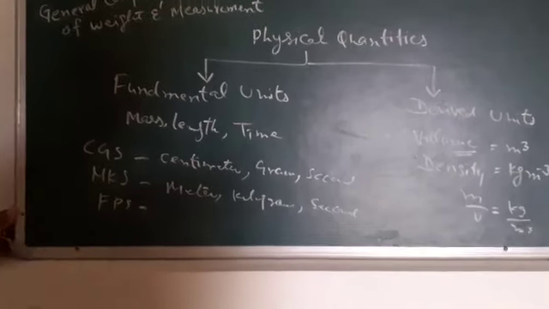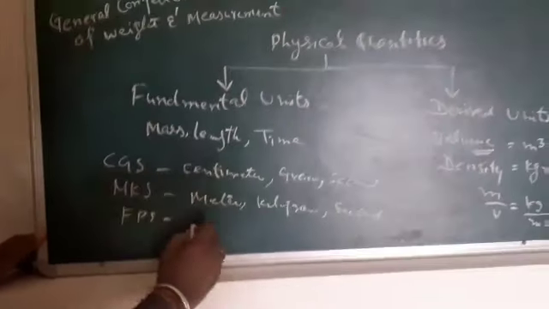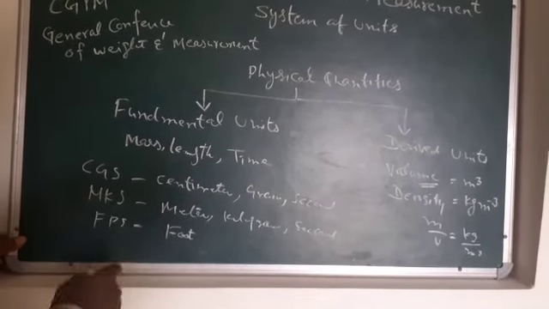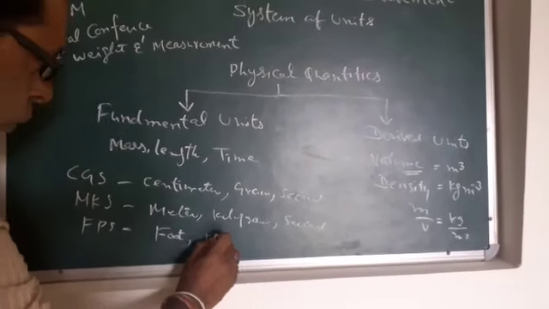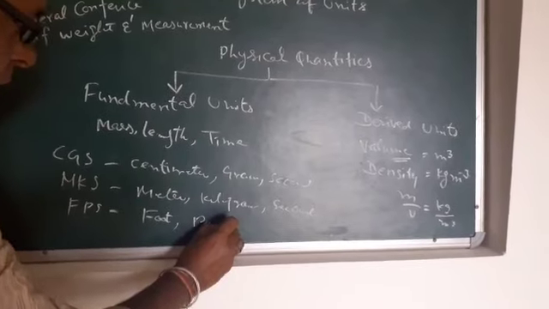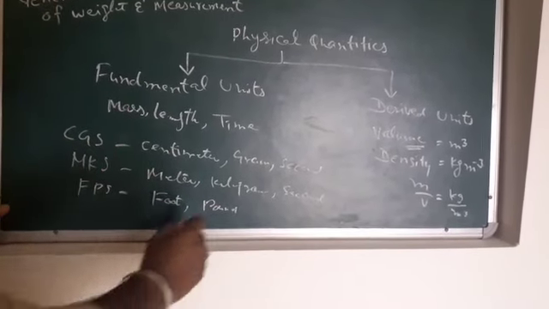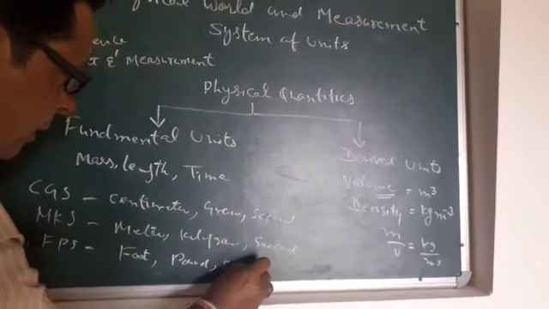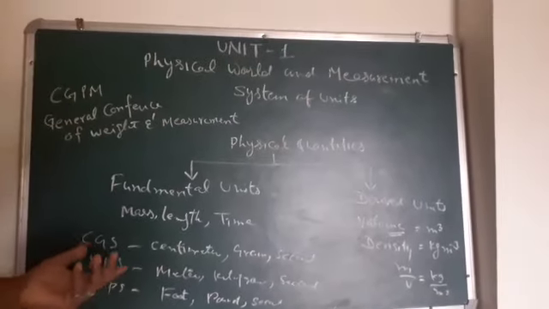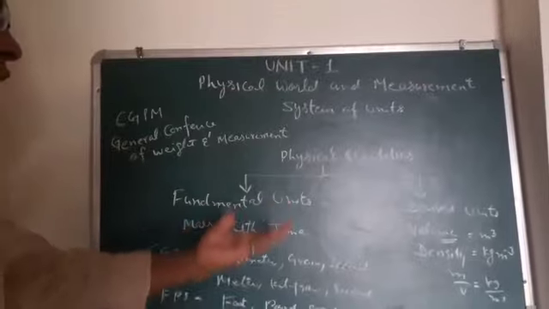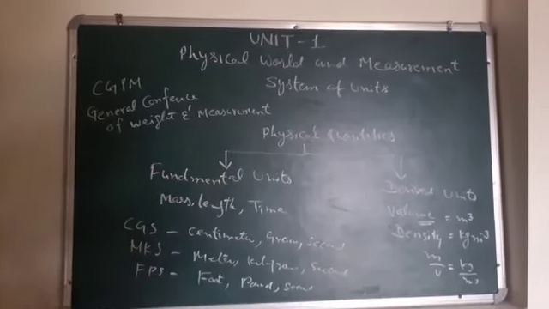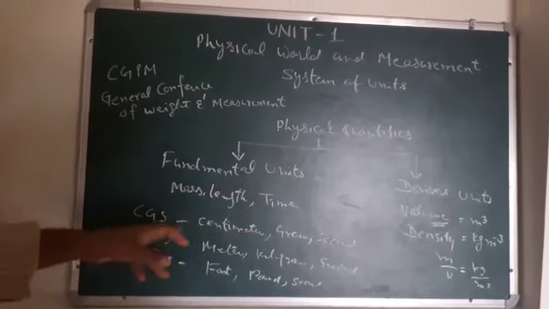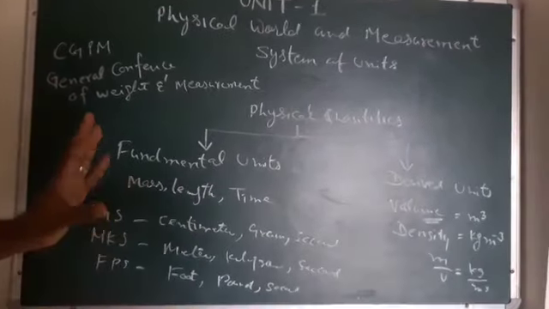Next we have the FPS system. F stands for foot, which is a length, and P means pound, which is a unit of mass. Then S stands for second. From here you can easily see that these are all represented by fundamental units like mass, length and time. That is why these are fundamental quantities.